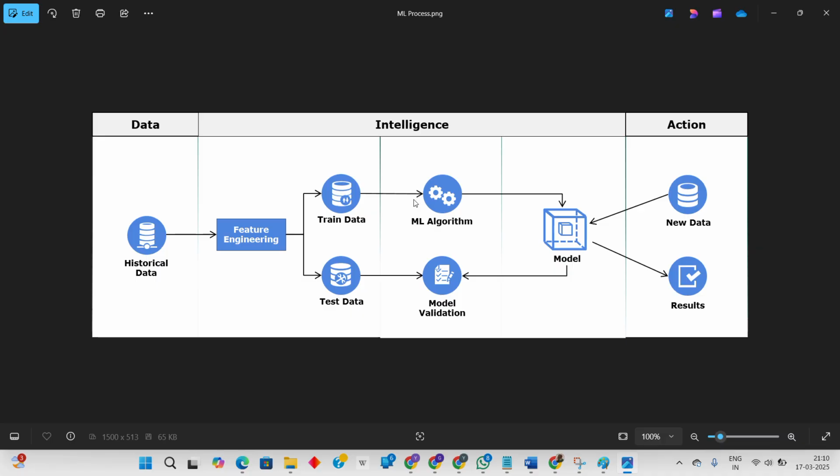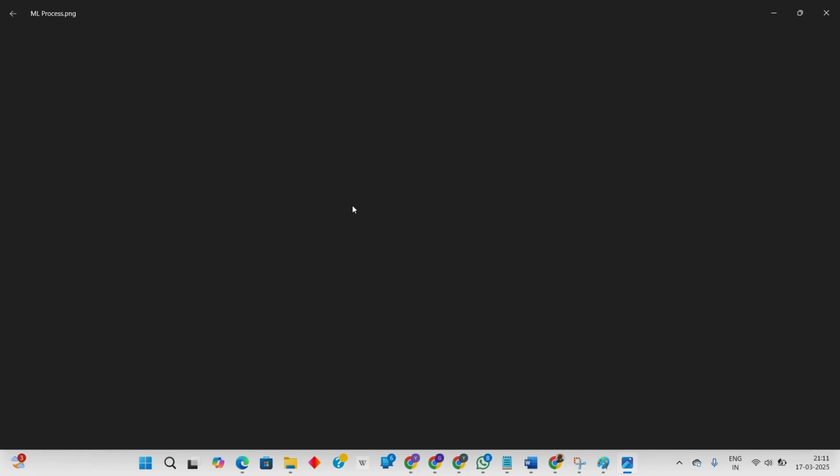If you want to do machine learning, what is the procedure? First, you need to have historical data, and then we have to perform the feature engineering step. There is an option, I guess. Where is that? No, edit. Let me show you.